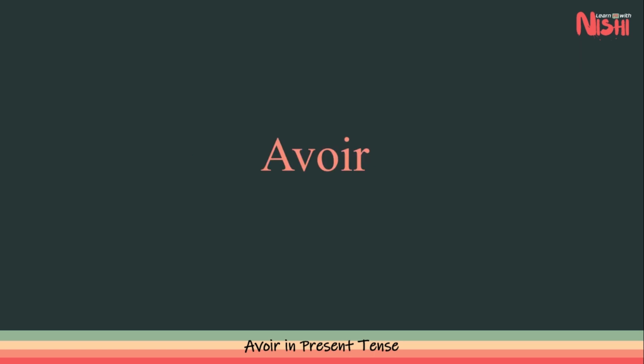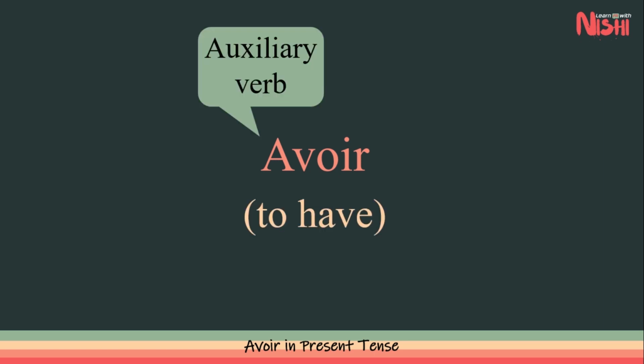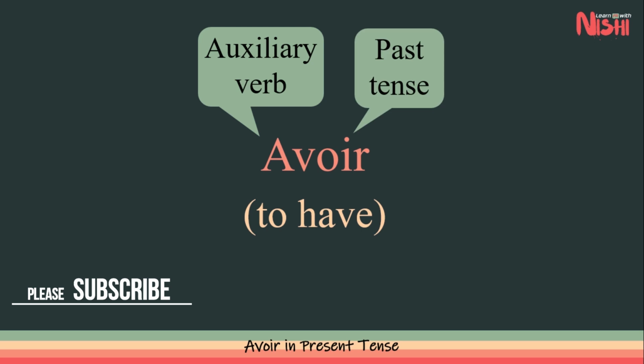Okay, the verb avoir means to have. It's an auxiliary verb and is one of the most powerful verbs in French. It will also help you to talk about the past. That is, we need this verb conjugation in present tense to conjugate in past tense. Okay, then let's see how to conjugate this verb in present tense.